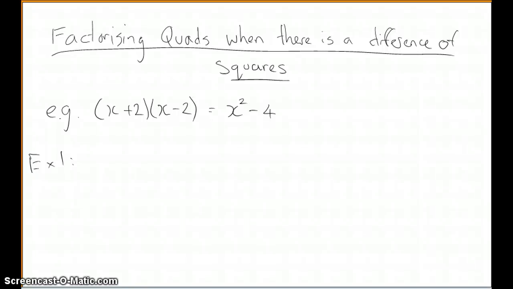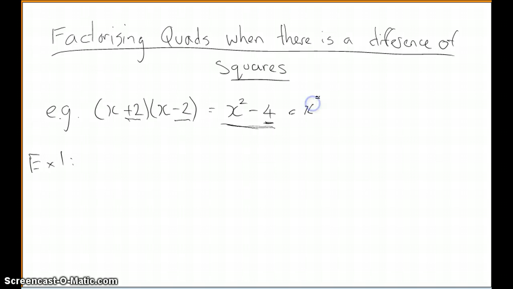Okay, factorising quads when there is a difference of squares. First of all, what I mean by a difference of squares is you have plus a number and minus that same number. When you expand, you'll note that there are no x's. So often you come across these and you see an x squared, and you often see a squared number.